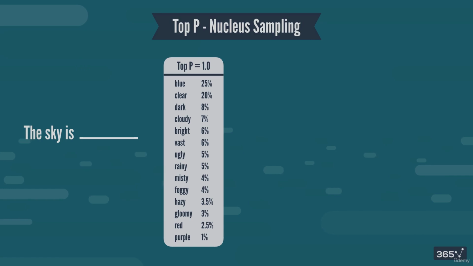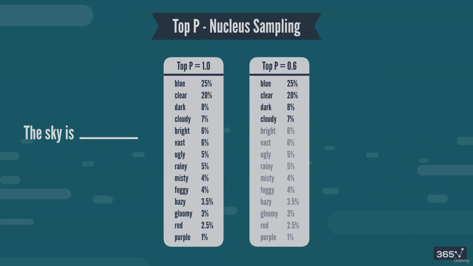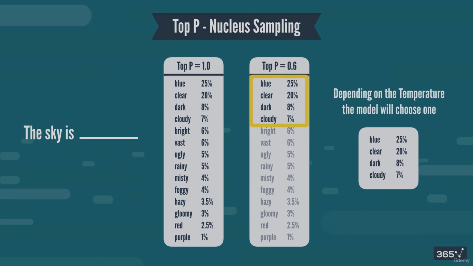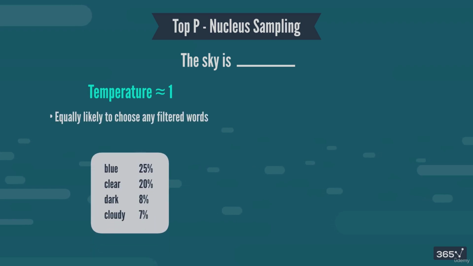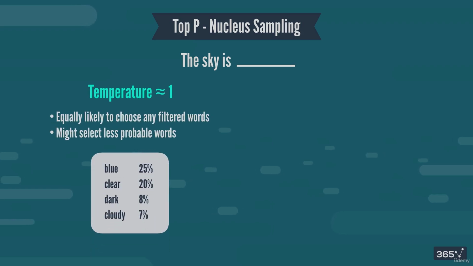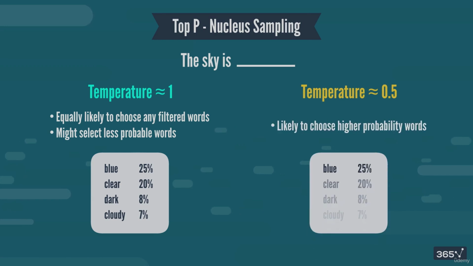So, if the value of top P is 0.6, our list would look like this. Now that we have this list, the model will pick one of the words based on the temperature. If the temperature is higher, the model is equally likely to choose any filtered words. If the temperature is lower, the model is more likely to select words with higher probabilities, such as blue.